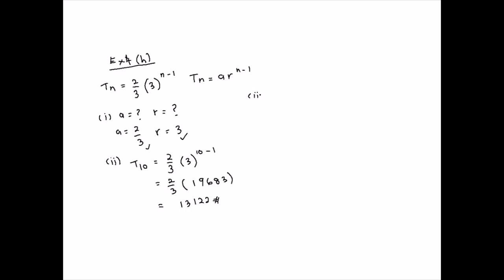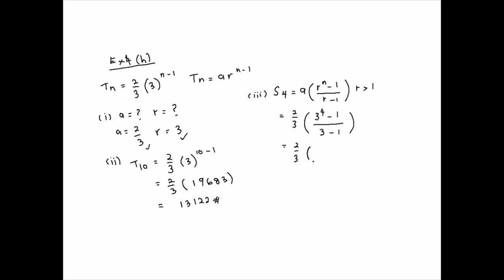And then number 3, the question wants us to find the sum of the first 4th term. So we want to find S4. Since R is more than 1, the formula that we will use is A multiplied by R power n minus 1 over R minus 1. This is for when R more than 1. We substitute A 2 over 3, R 3. Our n is 4 because we want to find S4. 3 power 4 minus 1 over 3 minus 1.